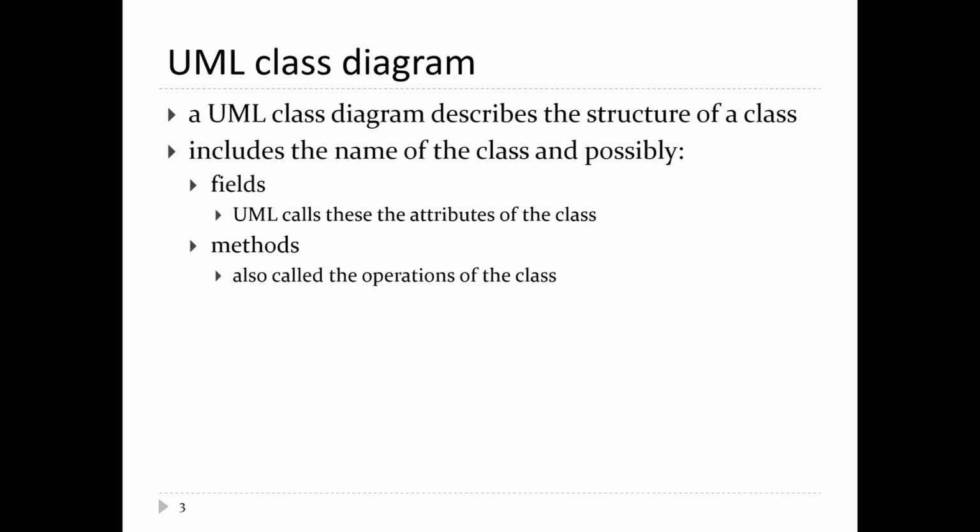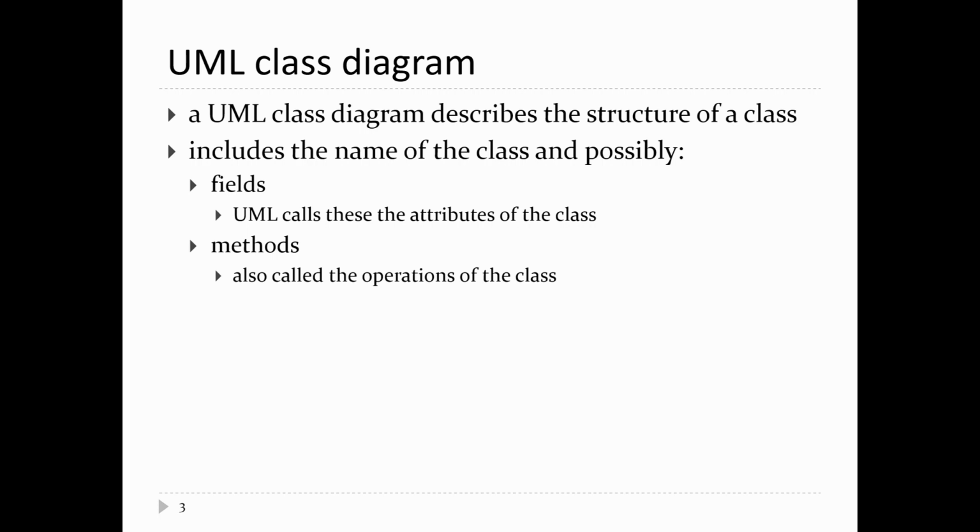So the UML class diagram describes the structure of a class, right? So of a single class. Well, not necessarily a single class. It describes the structure of a class or classes. The simplest diagram that you can have is just a box, right? So the simplest class diagram includes the name of the class. Right? But you can show other information about the structure of a class as well.